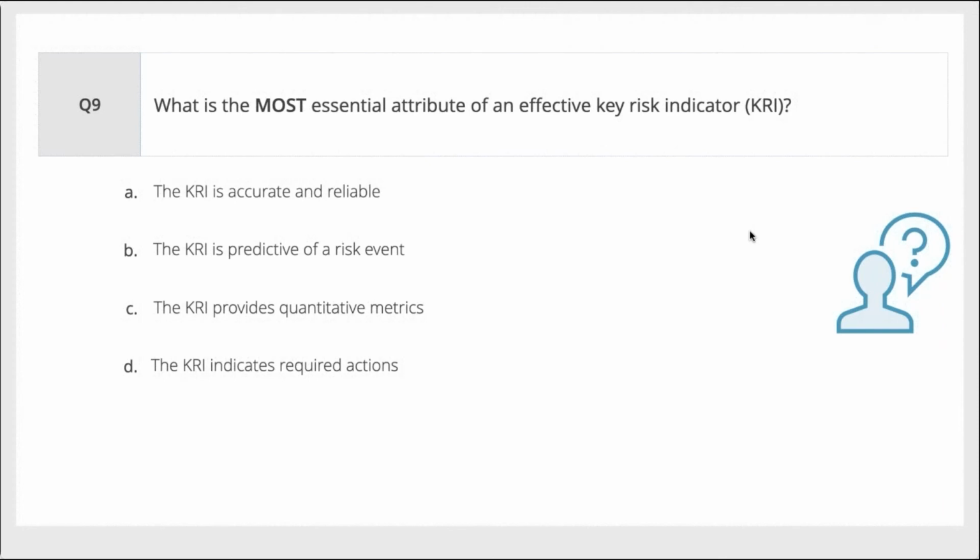KRI, I know we have not talked about it. I'm not too sure how many of you understand KRI. If I explain it to you, the answer will be there, but let's see how many of you can answer this correctly, which means you know what a KRI is. When you see the words "most essential," it's quite likely that there is more than one correct answer. So don't just select the one you feel is correct, because all the answers could be correct. We're looking for the one which is the most correct. What is the most essential attribute of a KRI?